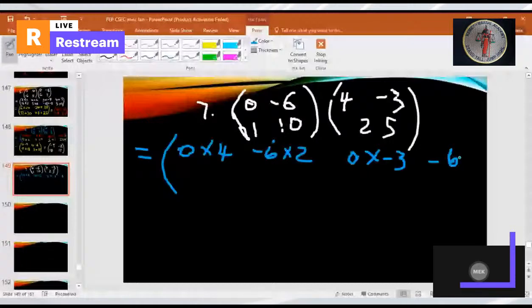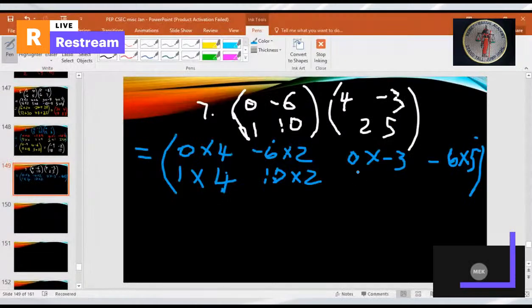Now we go to the second row, the 1 and the 10. So it should be 1 times 4, 10 times 2. So 1 times 4, 10 times 2. 1 times -3, 10 times... let's roll column.